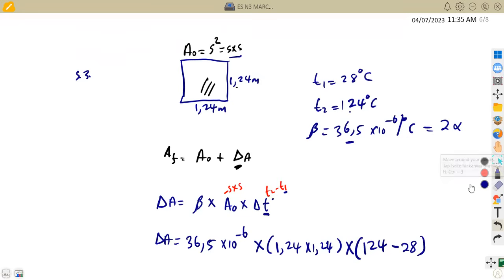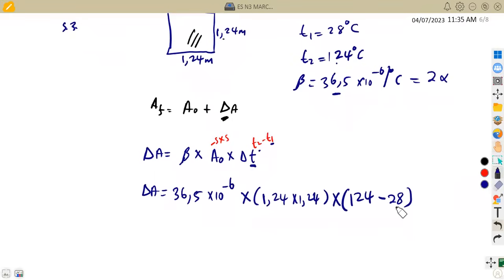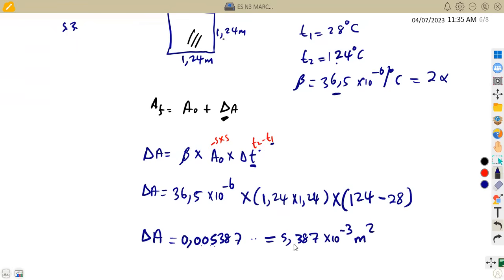So this is going to give us the change in area in this case. Our change in area, simplified properly, is going to give us 0,00538 and so on. We can even write this in milli units, 1, 2, 3, that's 5,387 times 10 to the power of -3 in square meters, like that. Okay, so that is our change in area, not the final.